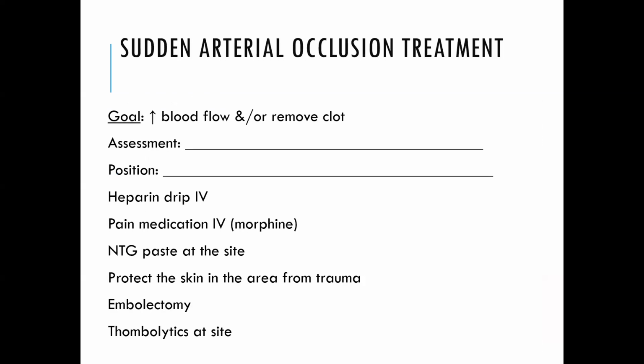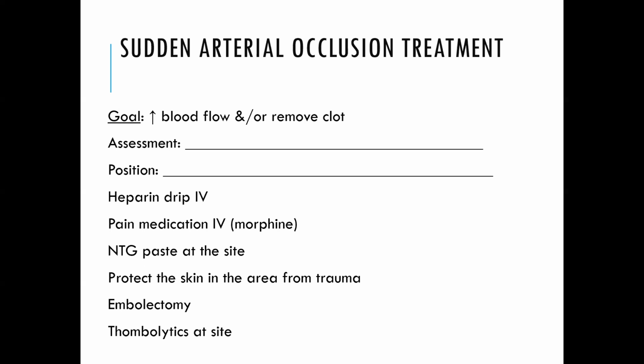Our goal is to increase blood flow and or remove the clot. Priority assessment is going to be our 6 Ps. So how should we position this extremity? Let's say we have a sudden arterial clot and it is in our left arm. How should we position our left arm? Well, it should be slightly dependent to allow blood to try to pull down to that area.